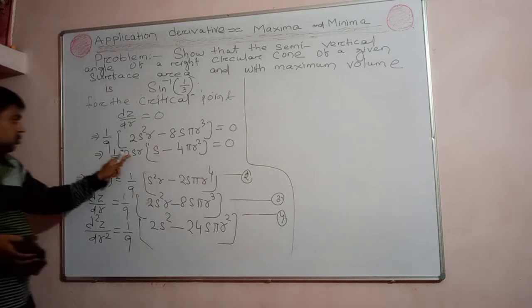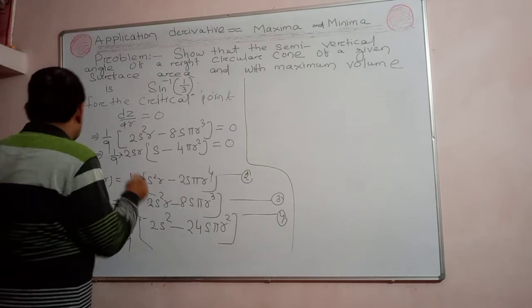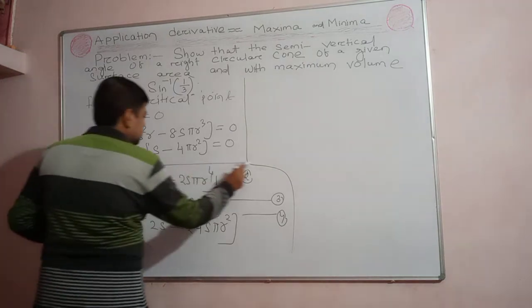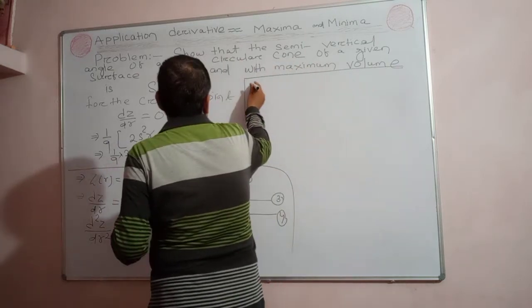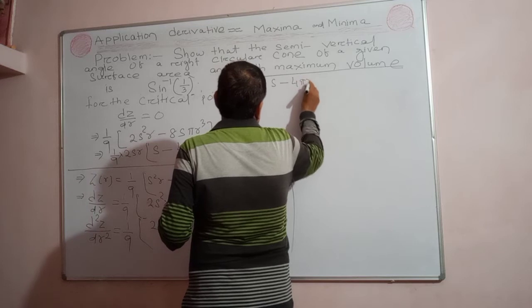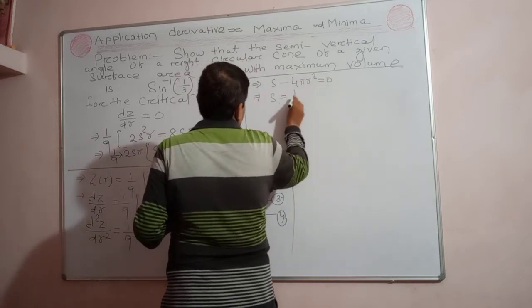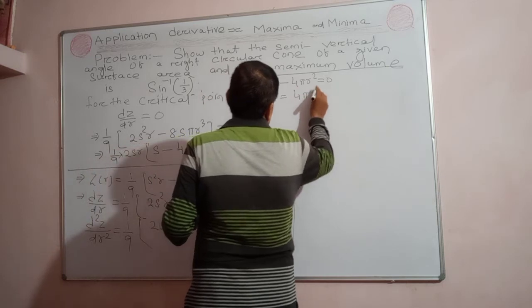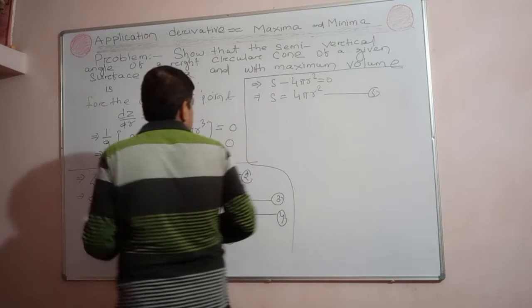So 1 by 9, 2s r. Okay, now it will be this point you write here. So that implies s minus 4 pi r square is equal to 0. That implies s is equal to 4 pi r square. Okay, this is equation number 5. Now s is equal to 4 pi r square.